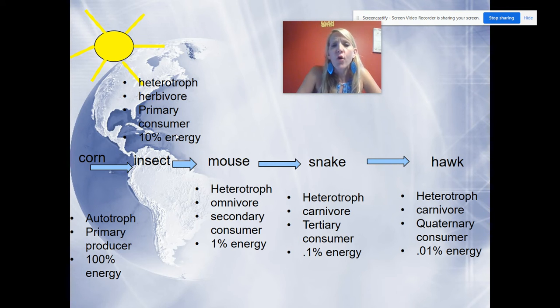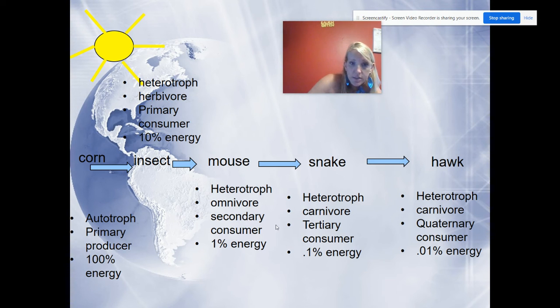All right, next up the food chain, we have this mouse. This mouse ate this insect. Okay, it's a heterotroph, right? This mouse, we're going to say, is an omnivore. So it eats that insect, and it also could go and eat the corn, whatever is available.